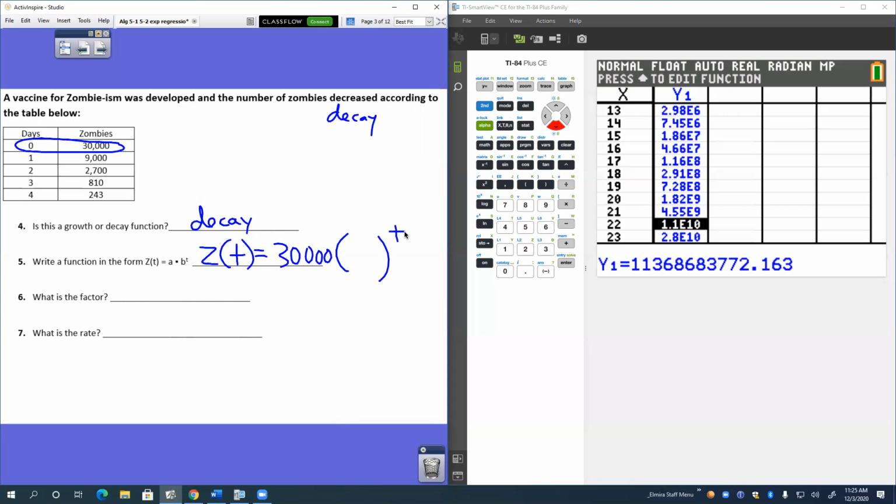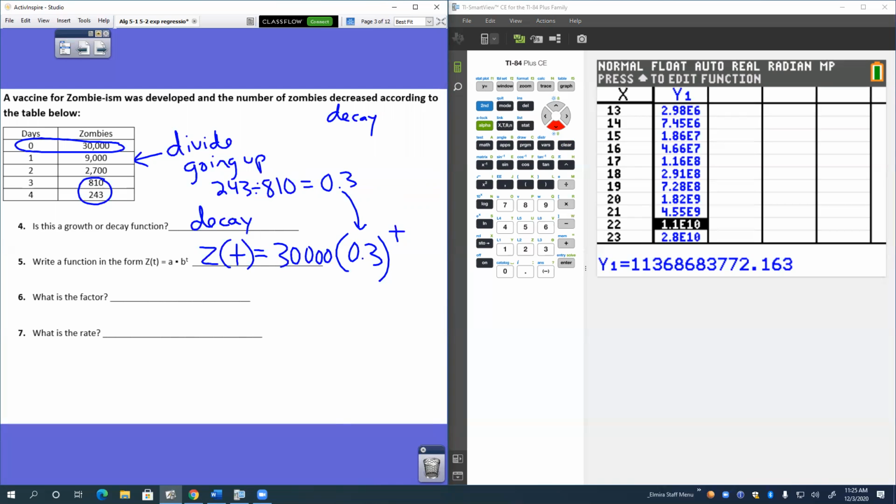And then inside the parentheses is your factor. Well, in order to find the factor from a table, we need to divide going up the table. Choose any 2 consecutive numbers. So if you just chose the 2 smallest numbers, you would do 243 divided by 810. When you do that, you get 0.3. That 0.3 is your factor. That is the number that goes inside those parentheses like that. That is your b value.